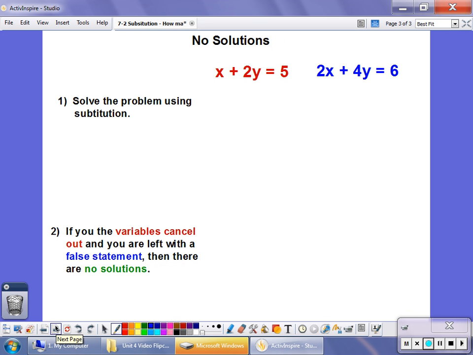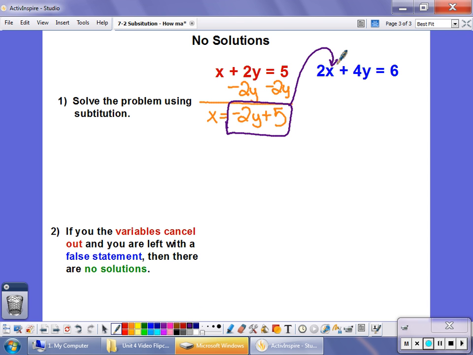Again, I need either an x equals or a y equals equation. So I see here x has no coefficient, so let's move this y to the other side. So I'm going to be left with x equals negative 2y plus 5. That means I'm ready. I can take this value for x and plug it into this other equation. So I'm going to have 2, and instead of x, I'm going to put in this value, negative 2y plus 5. Again, the rest of this equation stays the same, so I still have plus 4y equals 6.